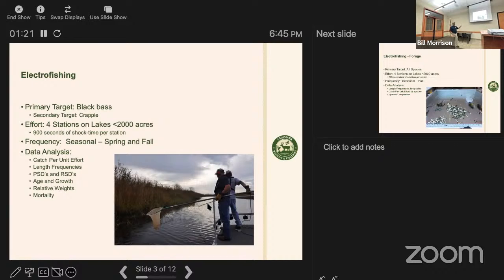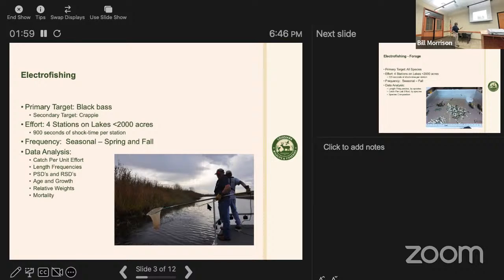When we shock the fish, the guy with the dip net dips it up, and we put it in a holding tank. The machine we use monitors how many minutes we're on this pedal, so that gives us how much time we're fishing for. At each station, we use 4 stations if it's under a 2,000 acre lake. Each station we shock for 15 minutes. So 4 stations would equal 1 hour.